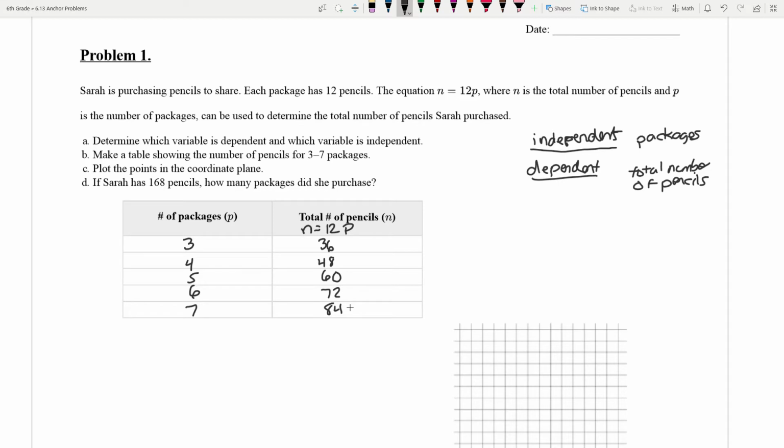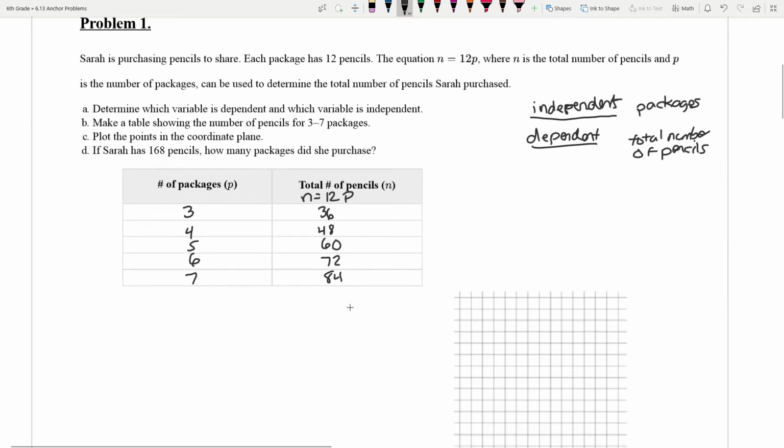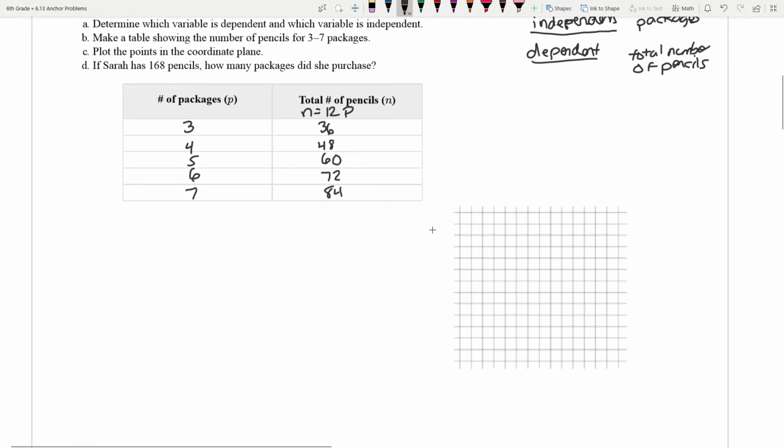And so that's what we're going to graph, to plot these points on the coordinate plane. Since we're working with all positive numbers, I can just draw this line down, draw this line across. Now, typically your dependent variable is your x, and your independent variable is your y. There's exceptions to that, of course. Since your dependent was the total number of pencils, no, I'm sorry, I switched that.